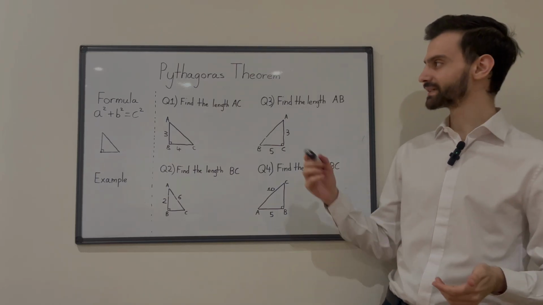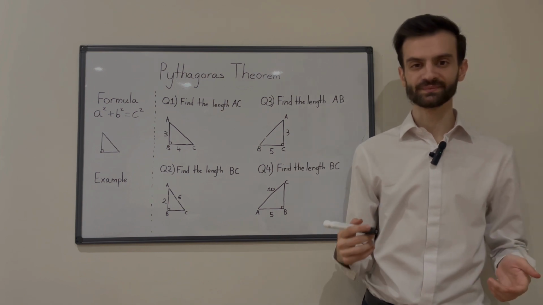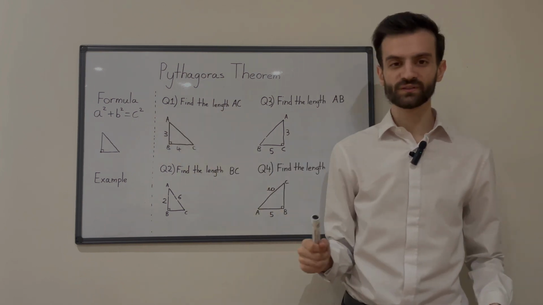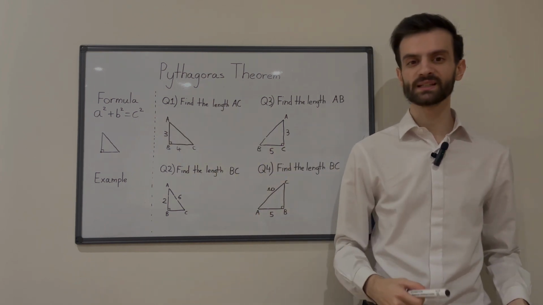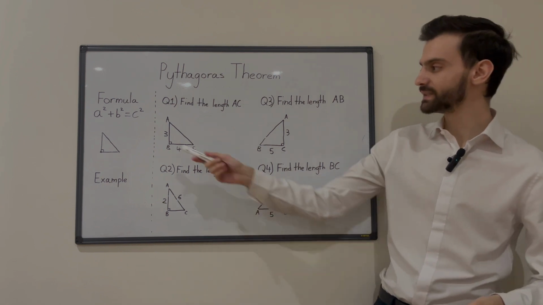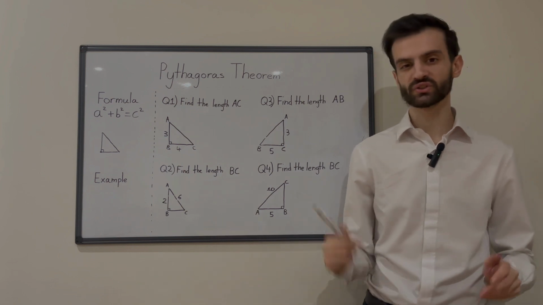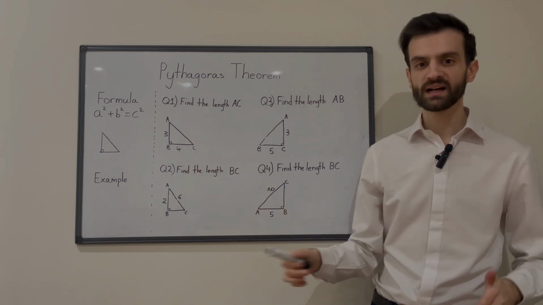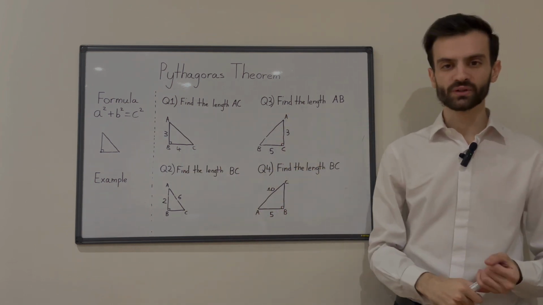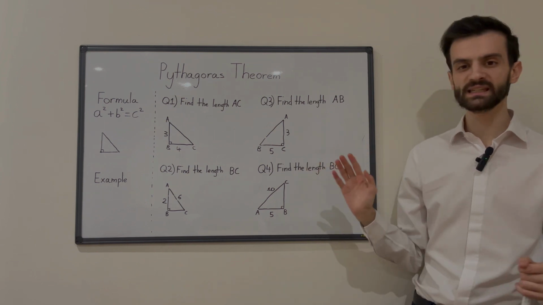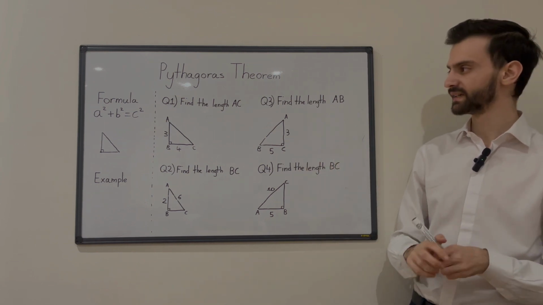Now today's topic is going to be Pythagoras Theorem. We're going to go through this formula over here, a squared plus b squared equals c squared. We're going to see what that's going to look like in a visual sense. Then we're going to go through an example based on that. And then finally, we're going to go through these 4 key questions.